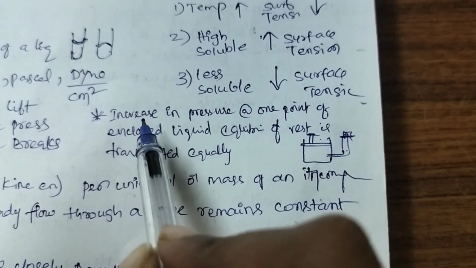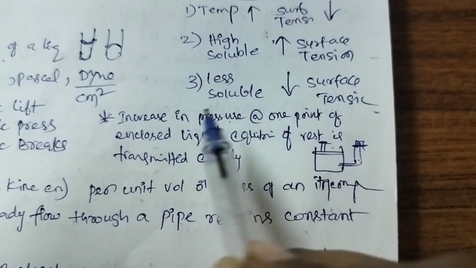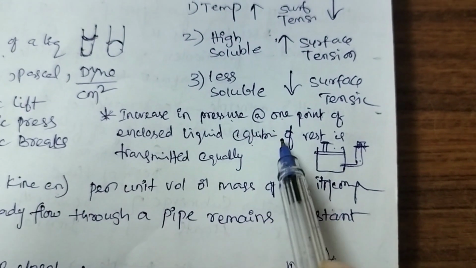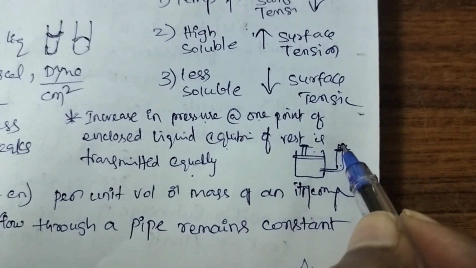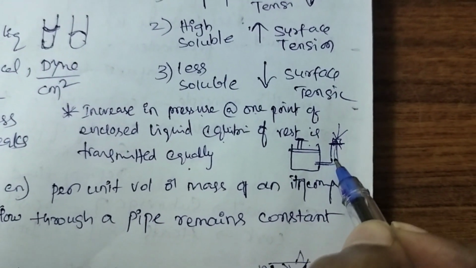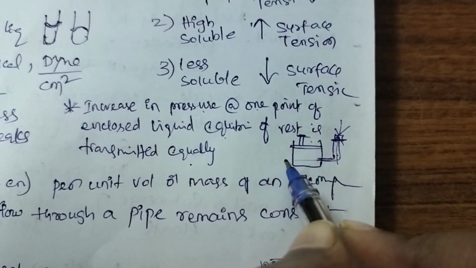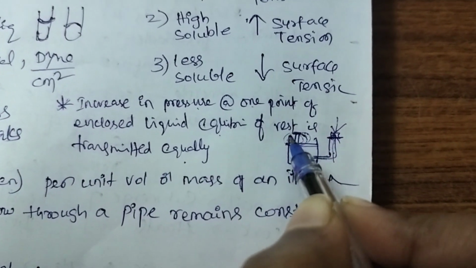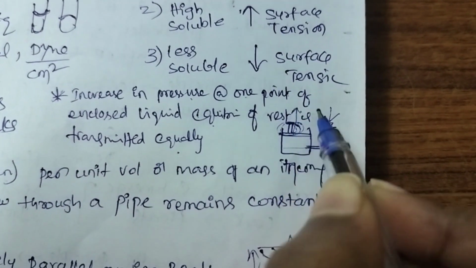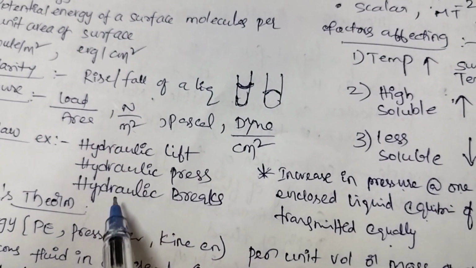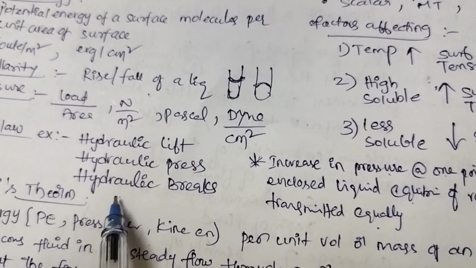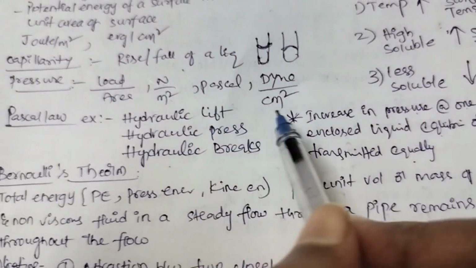Pascal's law can be defined as: the increase in pressure at one point of an enclosed liquid in equilibrium at rest is transmitted equally. Which means if we apply the pressure here, it is equally transmitted everywhere and it allows the object which is placed here to rise. Based on this principle, hydraulic lift, hydraulic press and hydraulic brakes are used in our current scenario.